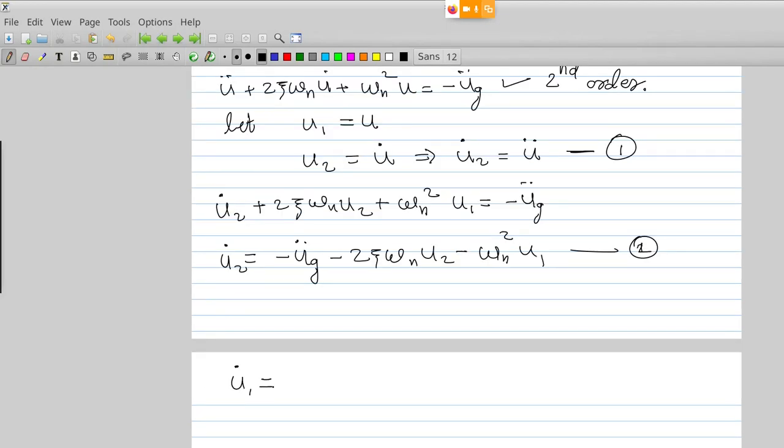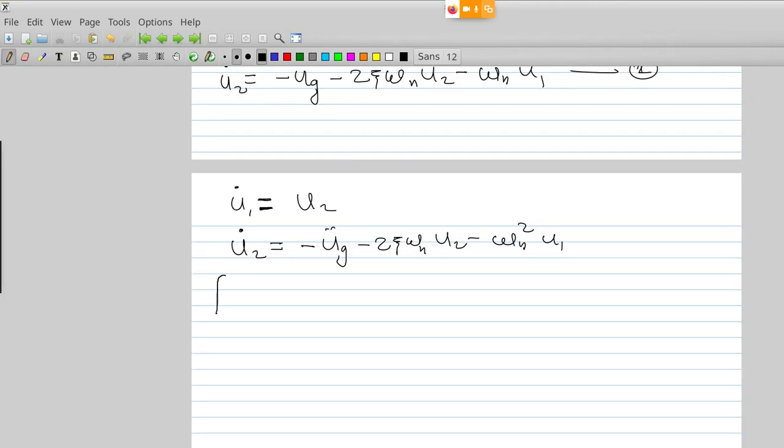u1 dot is equal to, what is u1 dot? Can you tell me in terms of u1, u2 from these two equations? u2. Correct. u1 dot is equal to u2. And what is u2 dot? That I have already obtained here. So minus ug double dot minus 2 xi omega n u2 minus omega n square u1. That's it. So these two are my equations.